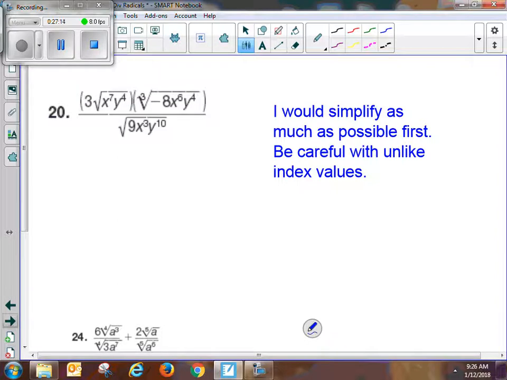I would simplify as much as possible. First, be careful with unlike index values, is my note to you. Okay, so I can't put the first and the second on the top together. However, do you see the first value in the numerator and the value in the denominator? I am allowed to simplify those. Okay, so that's what I would do first.